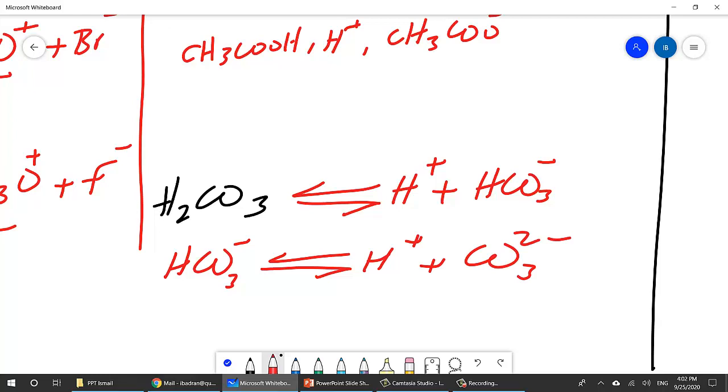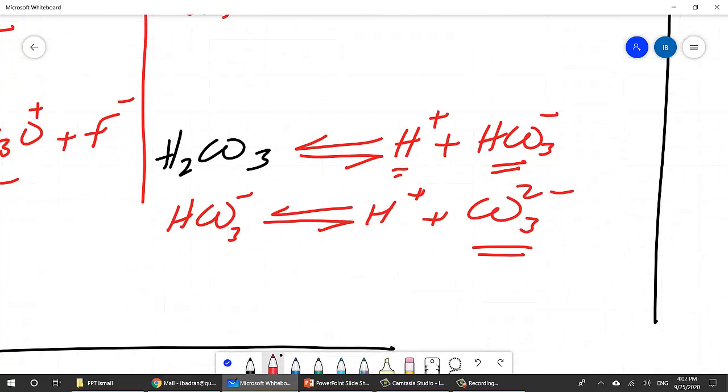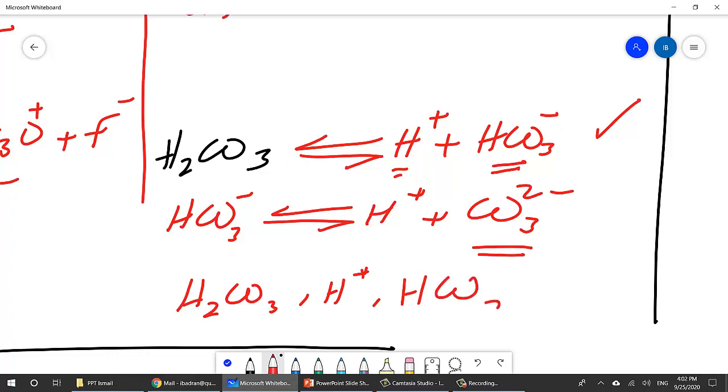But this is a weak acid anyway, so the amount of H plus and the CO3 and the HCO3 minus is little, and that means the amount of carbonate is much less than even HCO3 minus. In this case, you only consider the first step in these types of reactions, and therefore the major species are the carbonic acid, the H plus from the first step, and also the HCO3 minus. You will not find much carbonate in this reaction, because HCO3 minus in the second step produces very little carbonate. So these are the major species for this reaction, and by this we have finished the topic of acids and bases.